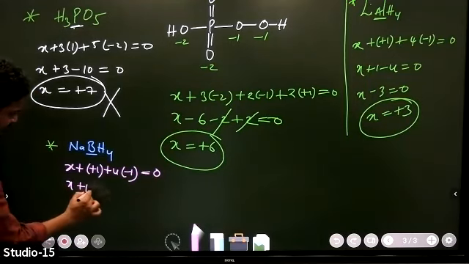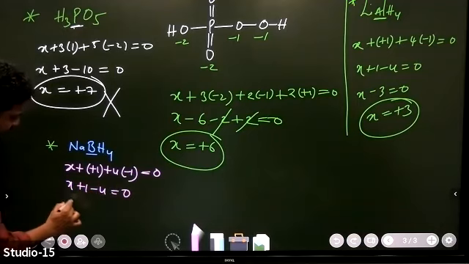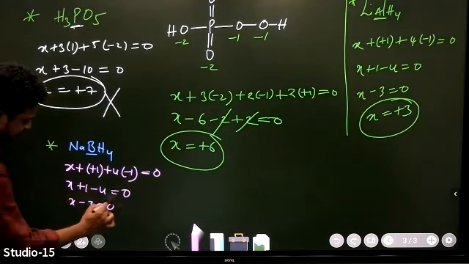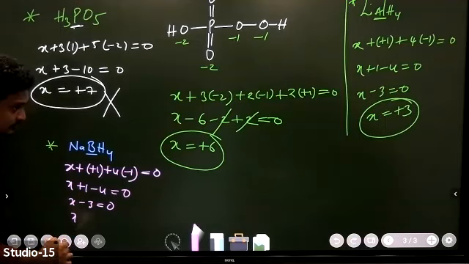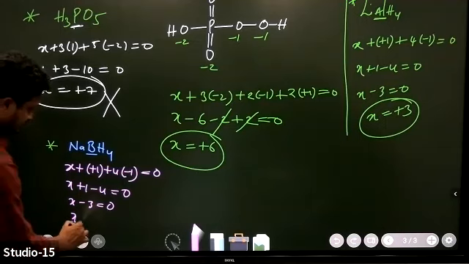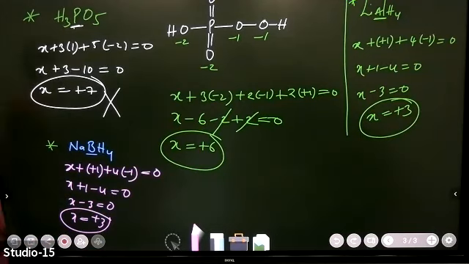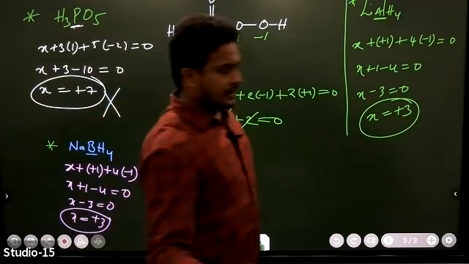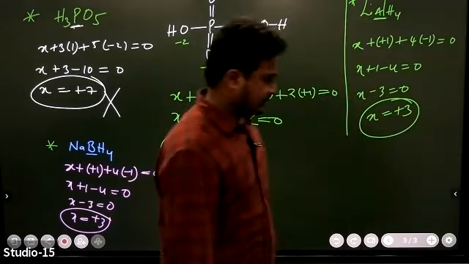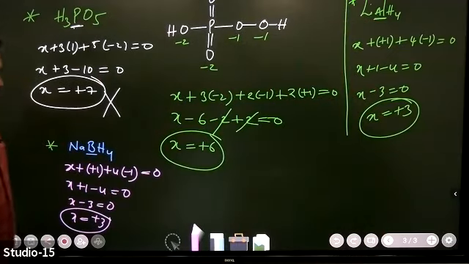So X plus 1 minus 4 equals 0. X minus 3 is equal to 0. X equals +3. With the metals, hydrogen always shows a negative oxidation state, that is -1. Once copy up to here. All these are exceptional cases.